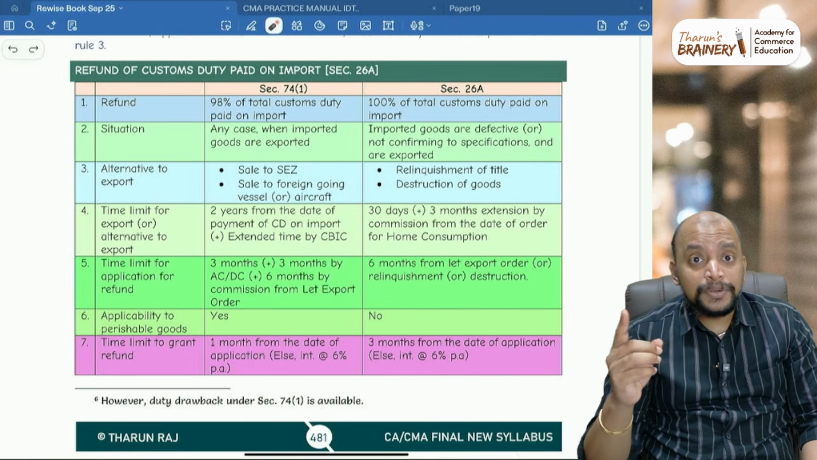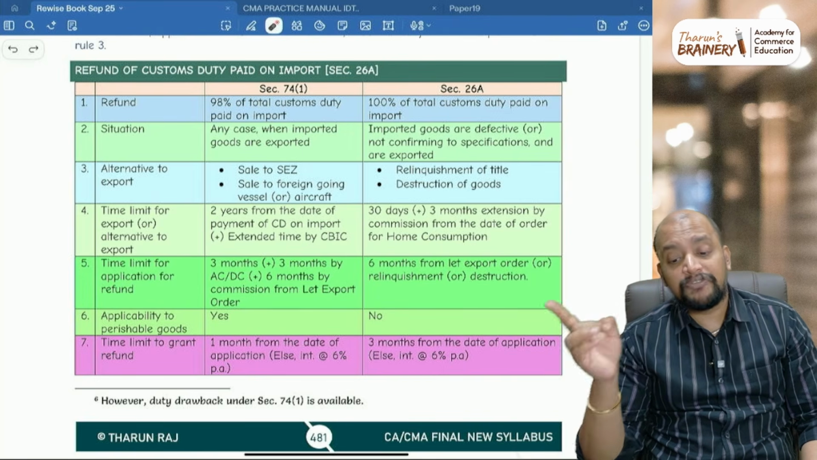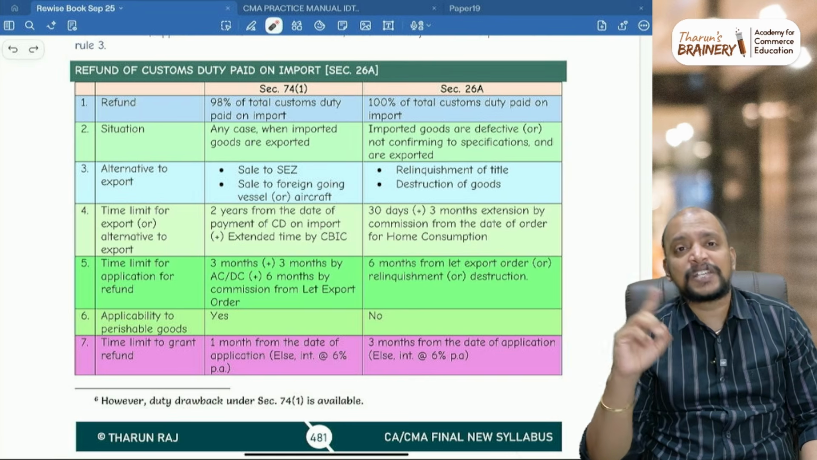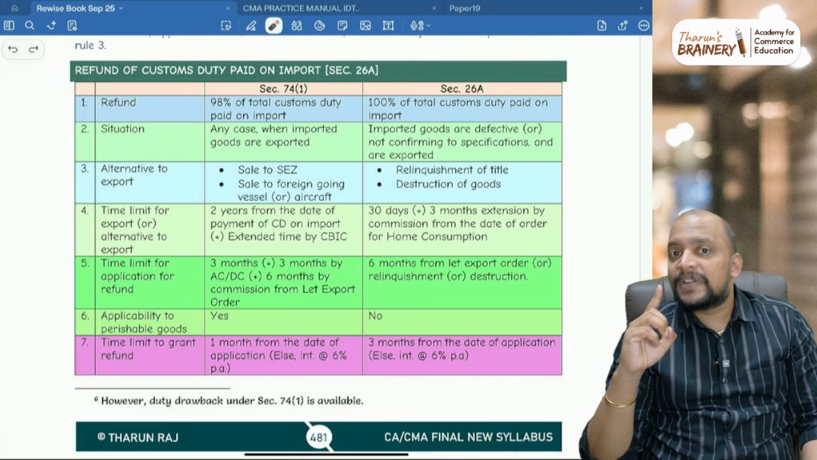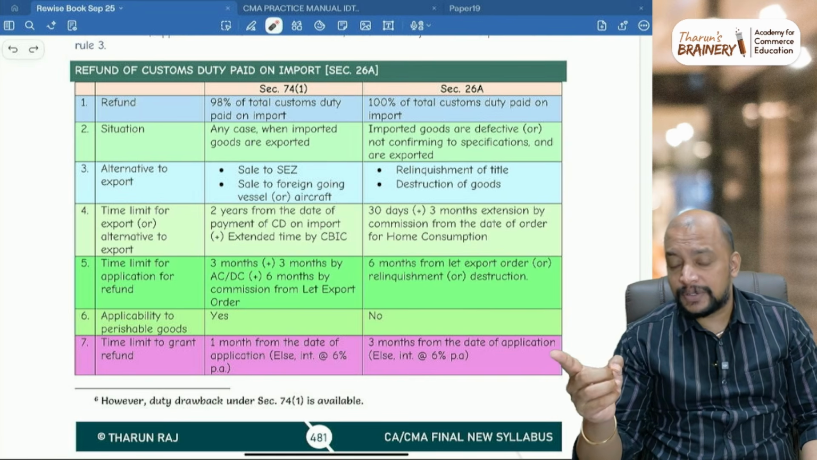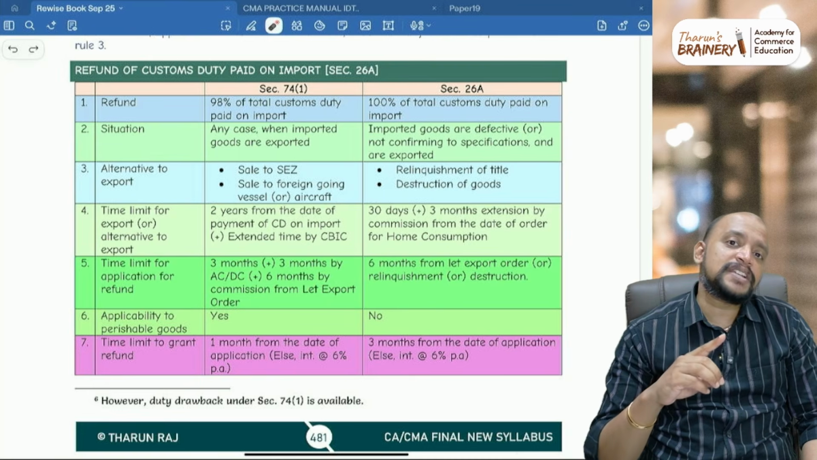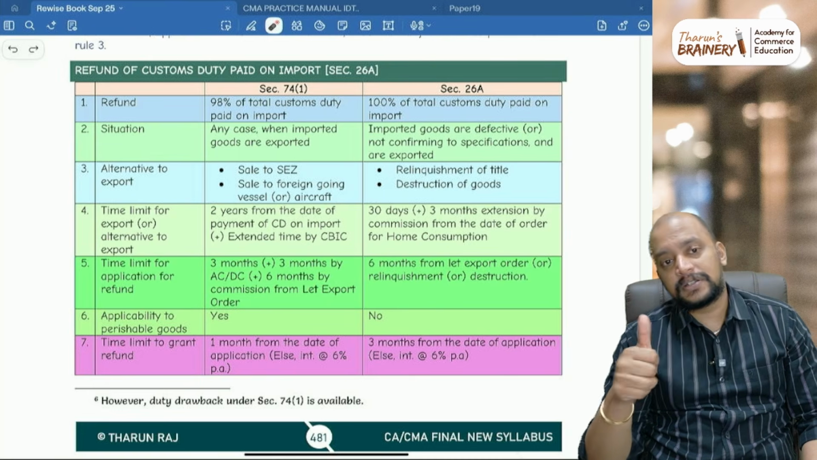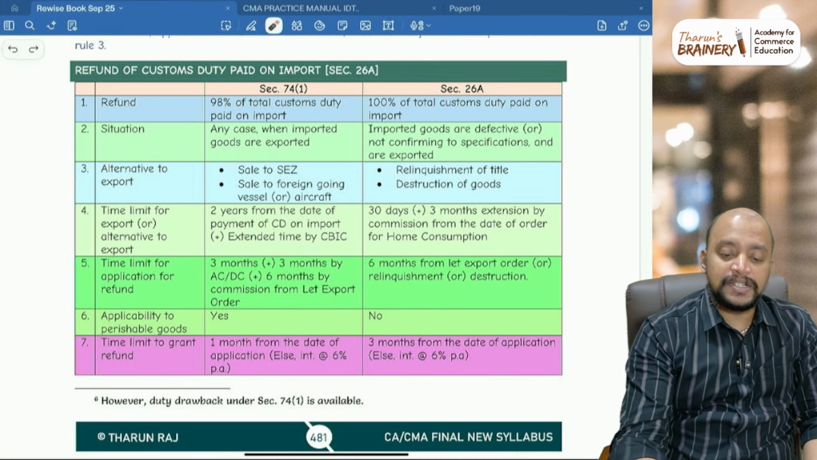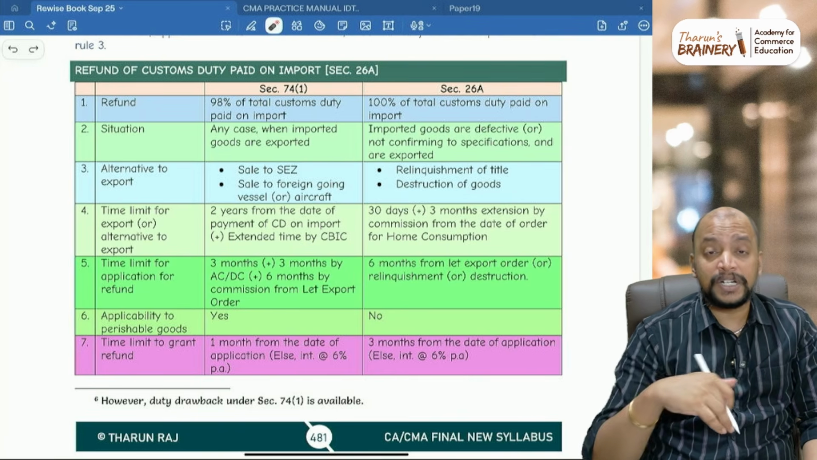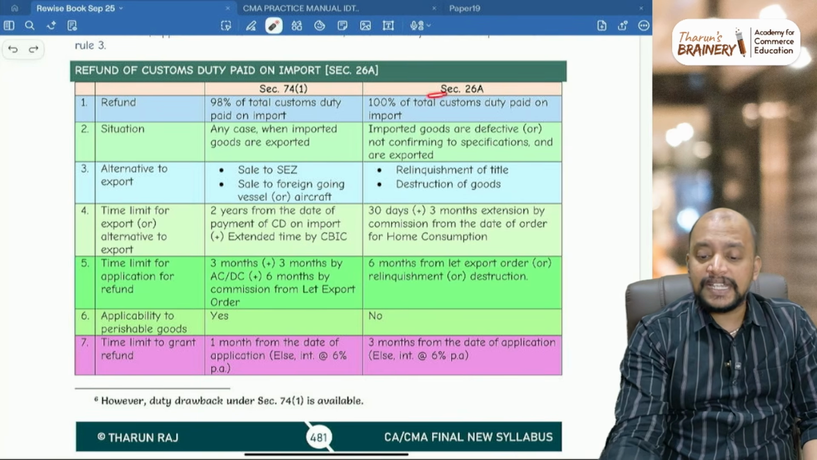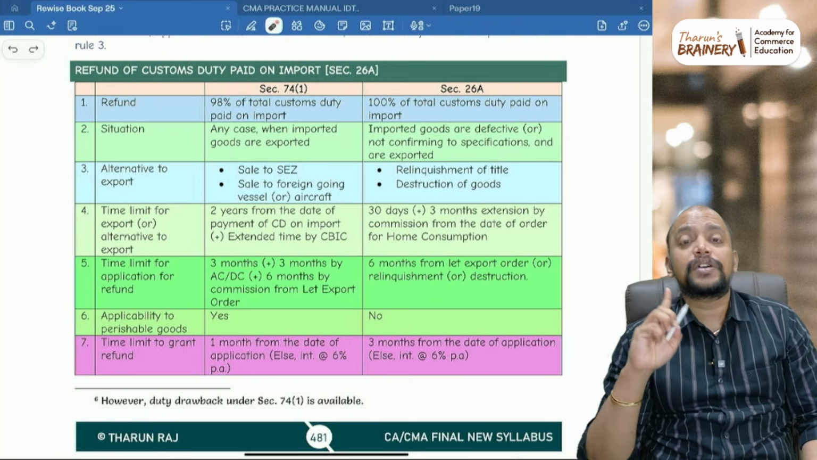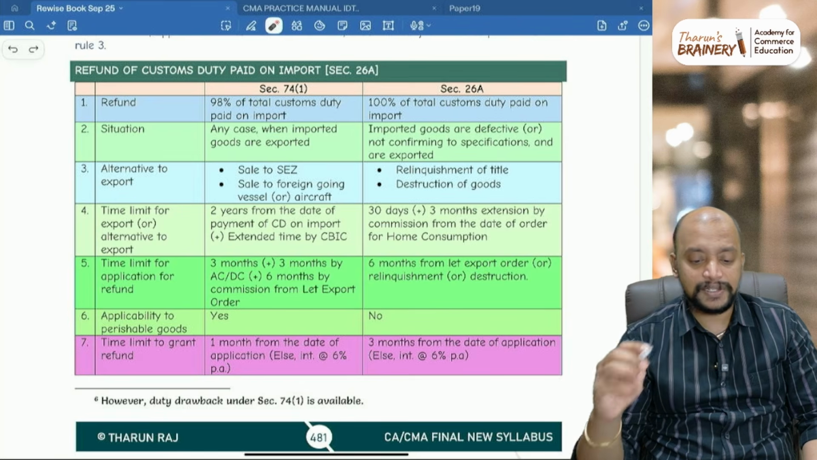If the imported goods are defective or not conforming to the specifications and then exported, which means 26A is applicable only for defective goods. But 74 subsection 1 is applicable for all goods. Got it? 74 subsection 1 is applicable for all goods imported which are exported. But 26A is applicable only for defective goods or goods not conforming to specifications.